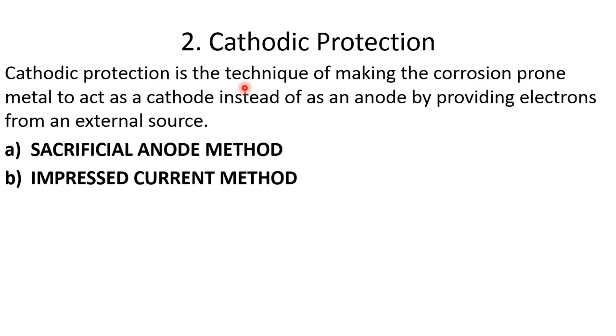Cathodic protection is the technique of making corrosion susceptible or prone metal to act as a cathode instead of an anode by providing electrons from the external source. How can we make the entire metal piece act as a cathode? By providing the electrons from the external source. How can we provide the electrons from the external source? By two methods, either by passing the current or by using the sacrificial anode. Now let us see the different types of cathodic protection. First one, sacrificial anode method. The other one, the impressed current method.